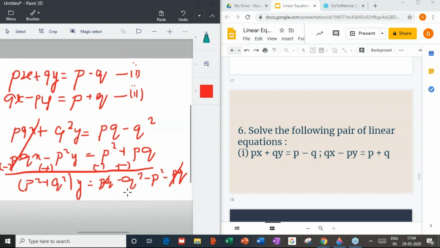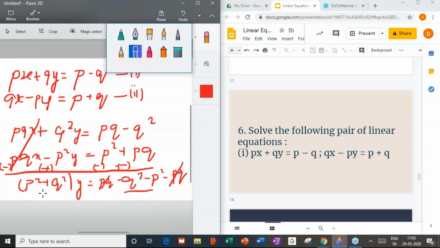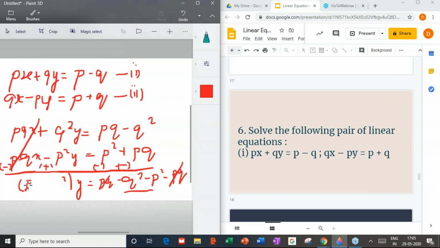Yes, it is, Ishan, if you see, it is minus p square and q square on the RHS. No? On the LHS? Oh, yeah. Yeah, it will be minus. Hey, it will be p square plus q square only.